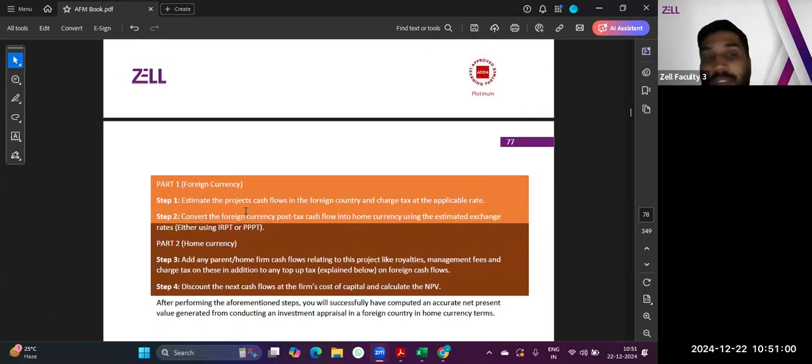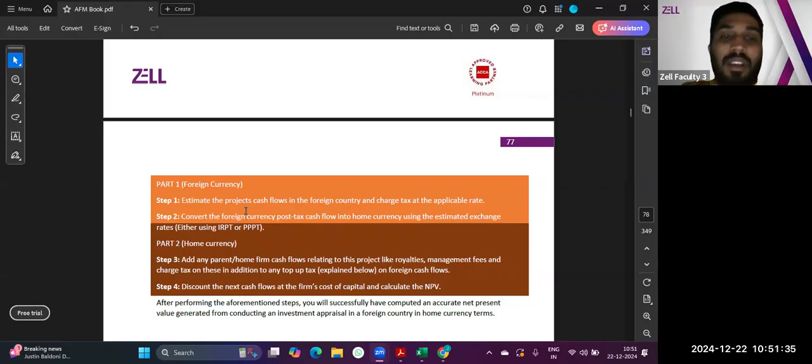So these are the steps. In foreign NPV there are only 3 adjustments that are different from our normal NPV. The first step is to calculate your NPV as normal. That means if you're in India and investing in the US, calculate the dollar value NPV. That means what are the free cash flows in the foreign country.